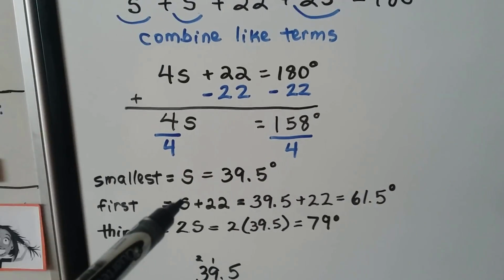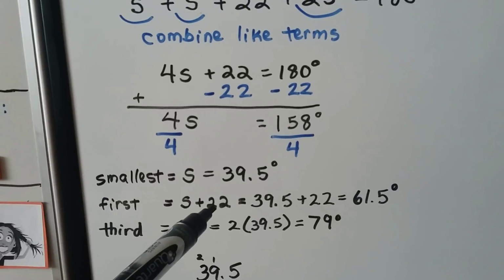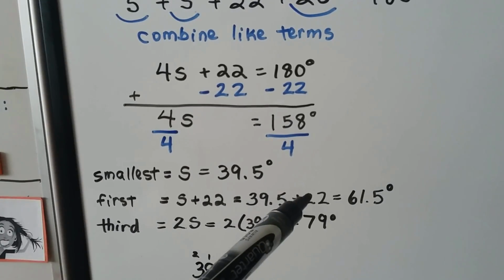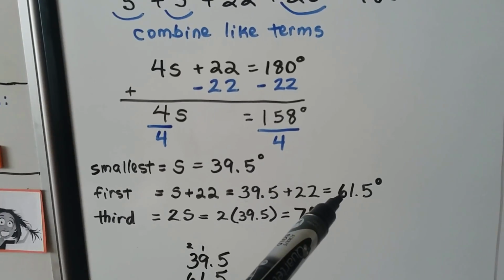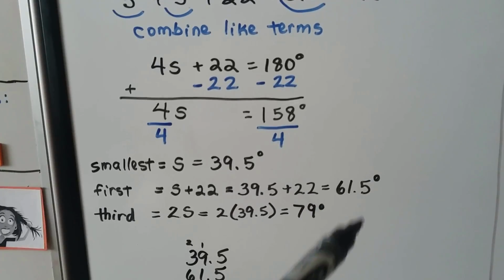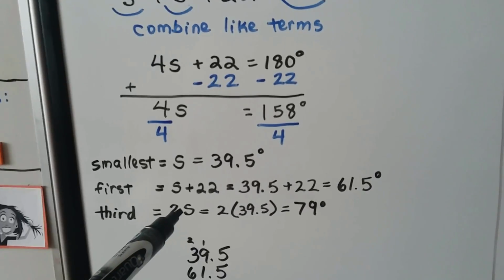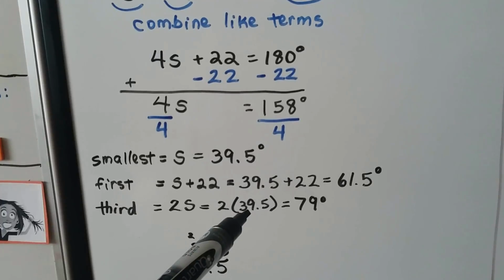Now, if that other one was the smallest one plus 22, then we do 39.5 plus 22. We know the next angle is 61.5. And the third angle was 2 times S, so it's 2 times 39.5.